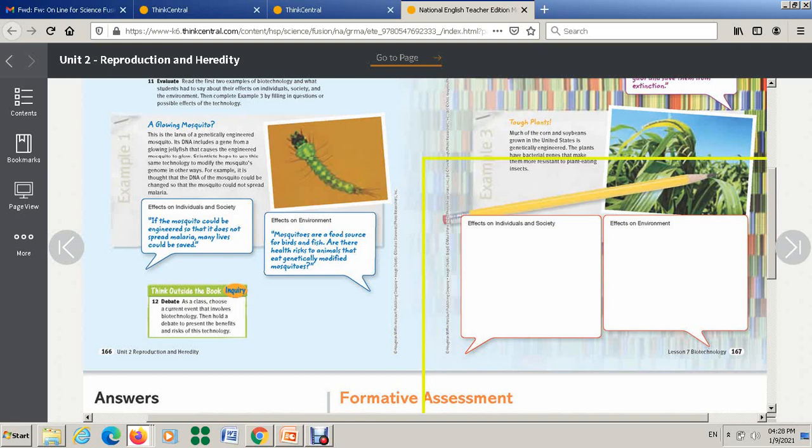This is all about the application of biotechnology. If you have any questions about them, you can send me your questions.